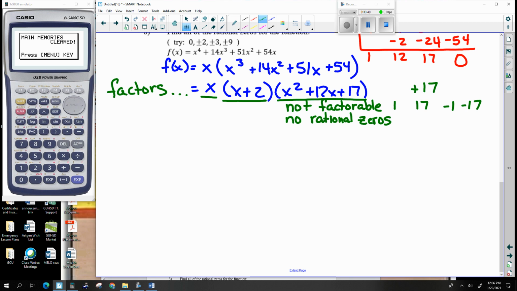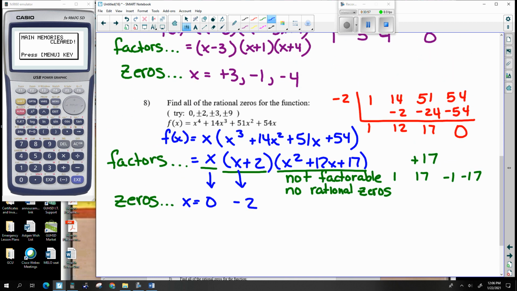So those are factors. The zeros are going to be 0 and negative 2. Those are the only two rational zeros that I can get out. I can't get any quote-unquote rational zeros out of that last one.